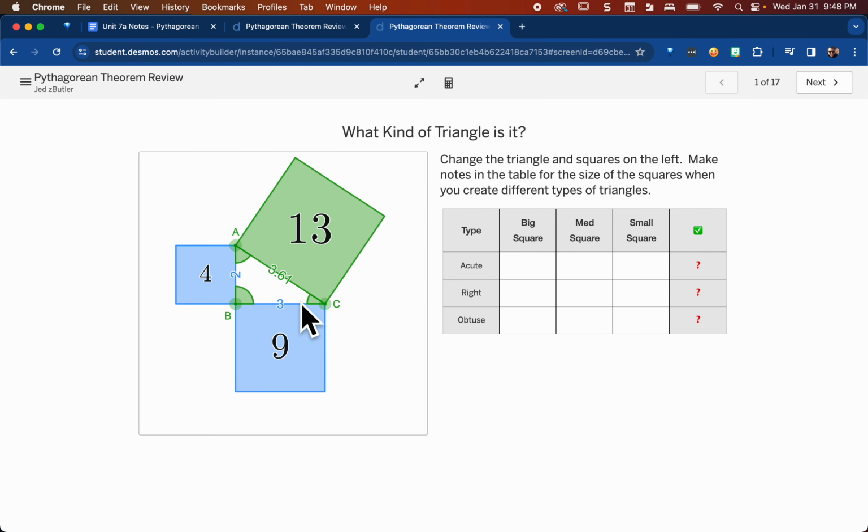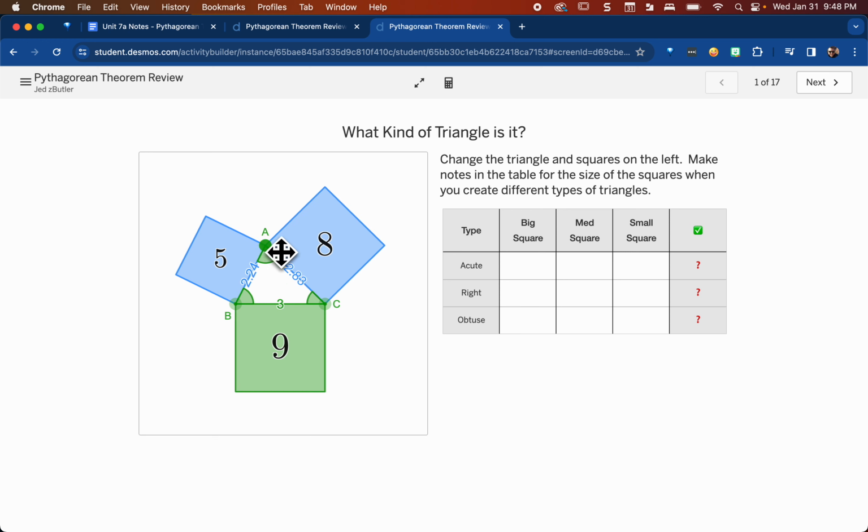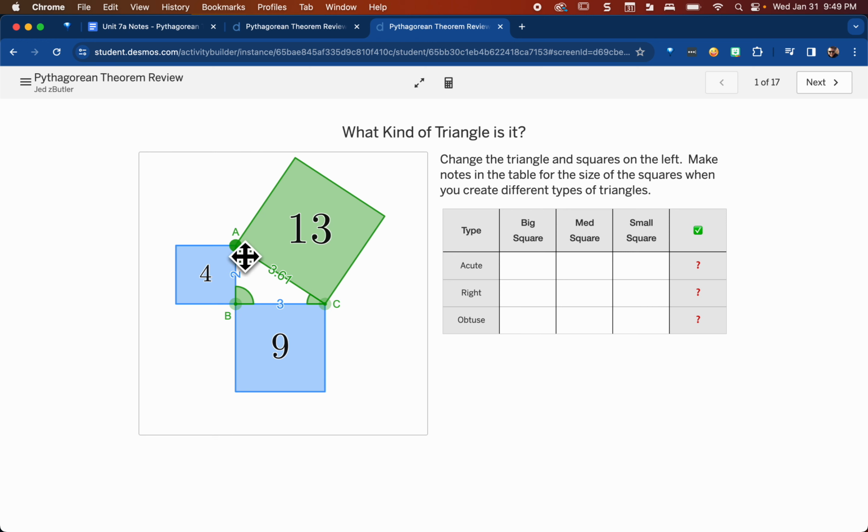What I see in front of me is an interactive graph here where I can move some things around. And I'm asked a question, what kind of triangle is it? Is it acute? Is it right? Is it obtuse? Now this is not new information. It's reviewing some old information. Remember that a right triangle has a right angle.